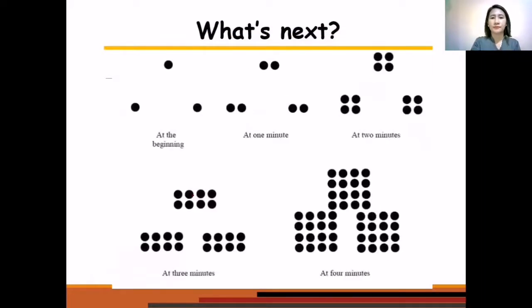How about this one? At the beginning, you have 3. At 1 minute, you have 6. At 2 minutes, you have 12. At 3 minutes, you have 24. And at 4 minutes, you have 48. Were you able to come up with the pattern given this figure?